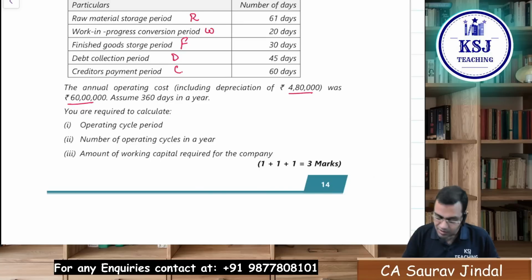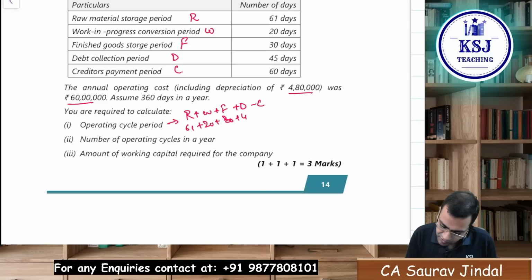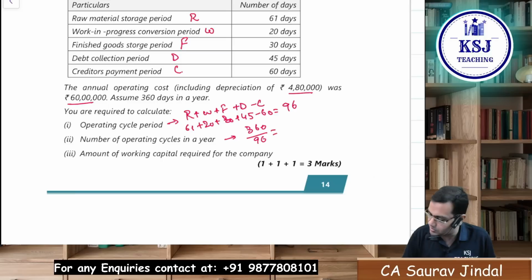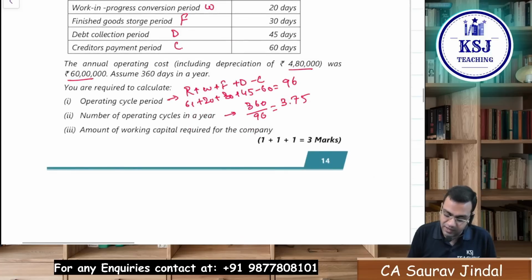What question, sir? Operating cycle is what? R plus W plus F plus D minus C. 61 plus 20 plus 30 plus 45 minus 60. So how much? 61 plus 20 plus 30 plus 45 minus 60. 96. Number of operating cycles, sir. 360 divided by 96. 3.75. Sir, amount of working capital required for the company.